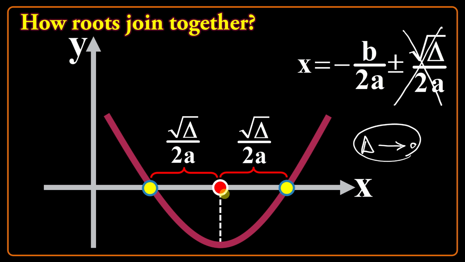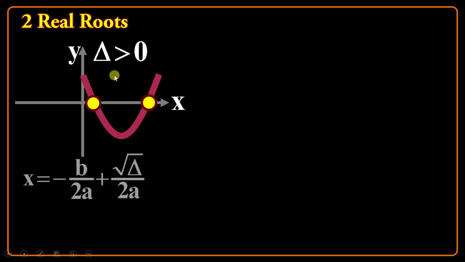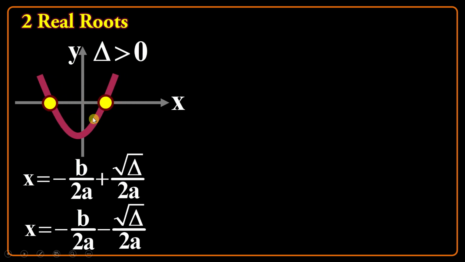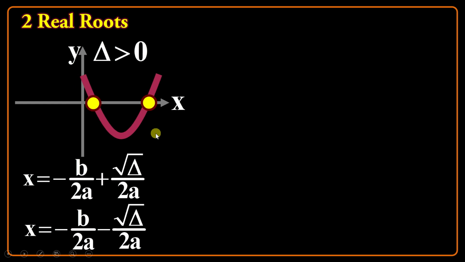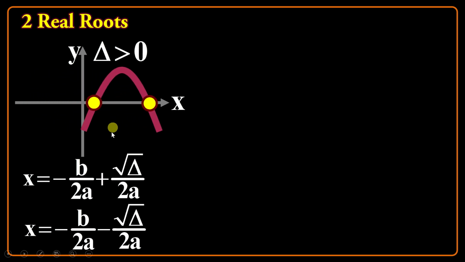Let's get more idea. Here, if I have two real roots, as you see, they are separated, and generally I expect delta to be positive, so I have one root of negative b over 2a plus the square root of delta over 2a and the other with the minus sign. Of course, the roots could be both negative, both positive, or one negative and one positive. Also, you know that depending on the sign of a, it could be concave down or concave up.